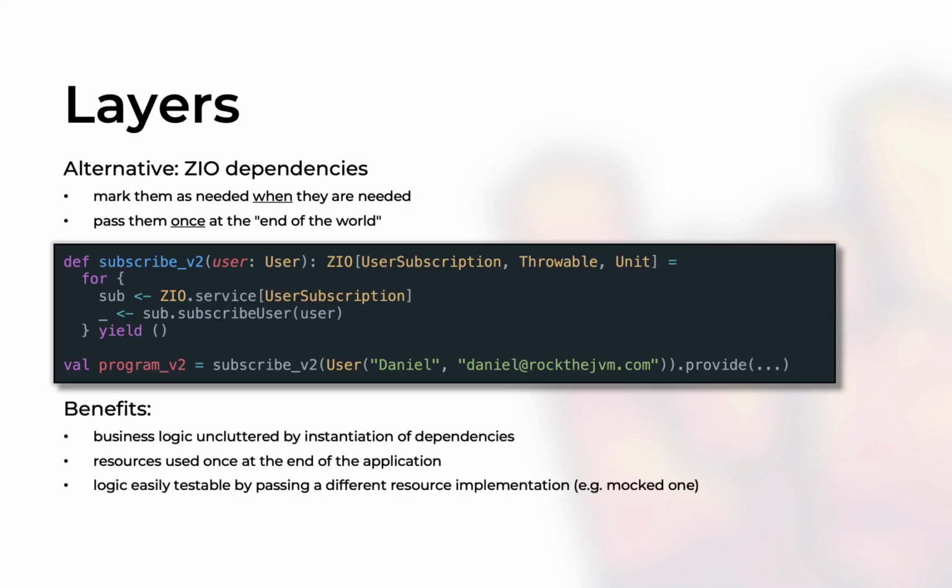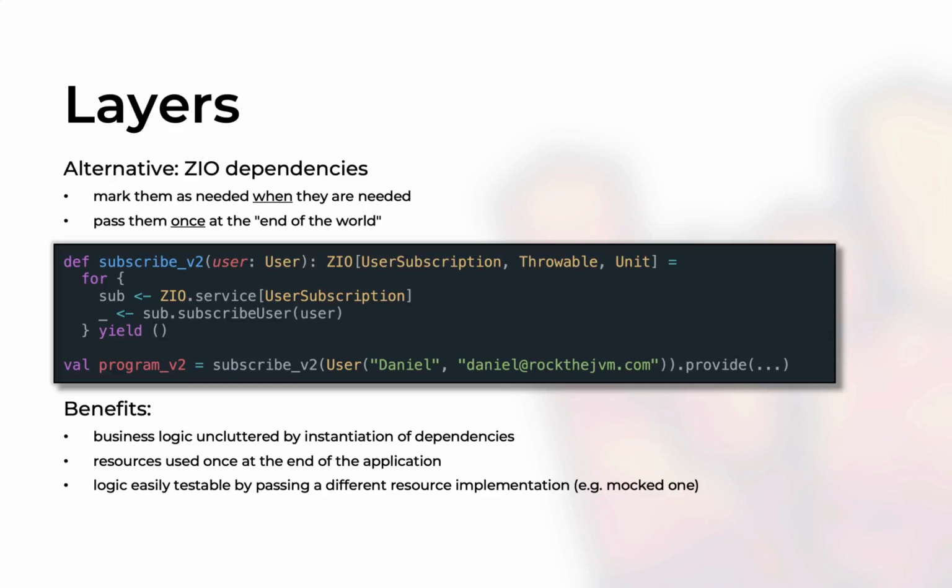This approach has a bunch of benefits. First of all, the business logic is not cluttered anymore by the instantiation of these dependencies or by the extra constructor arguments that an undisciplined dependency injection pattern may entail. Resources will only be used once at the end of the application because the natural pattern is to simply pass these dependencies at the end of the world, therefore increasing efficiency and avoiding the resource leakage. At the same time, the logic that we're actually interested in, the business logic, is very easily testable by passing a different resource implementation, for example, a mocked or a testing one, when we need it.